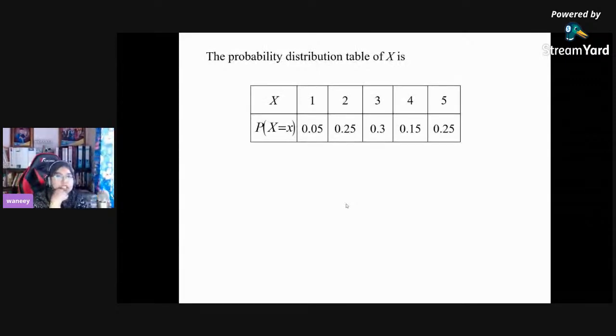Okay, so this is the probability distribution table of x. So this one looks much neater compared to the one that I used before. Okay, so now we have found the probability distribution table of x.